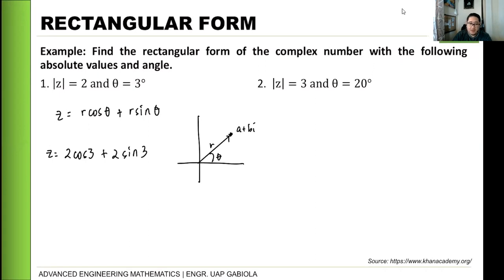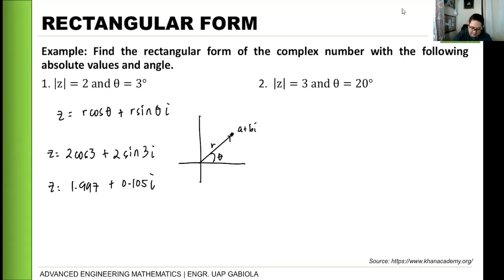So if you want to go back to the a plus bi form, just perform 2 cosine 3, that is 1.997, plus, don't forget the i, 2 sine 3, that is 0.1055. So whichever of the two is in the choices, these two values are accepted.